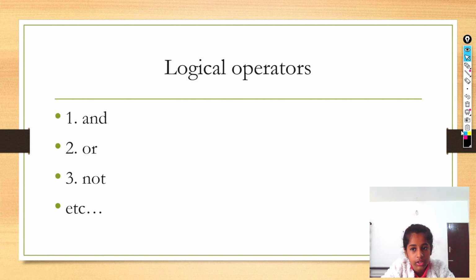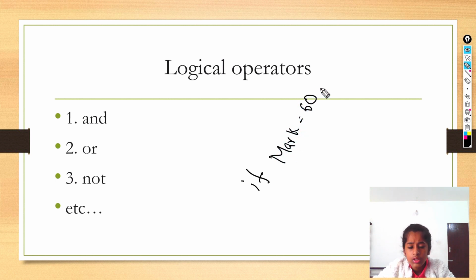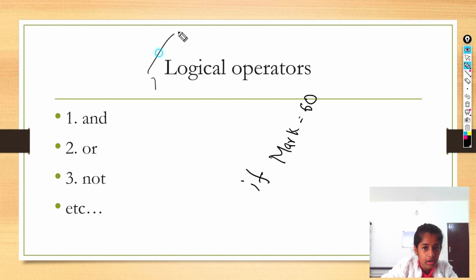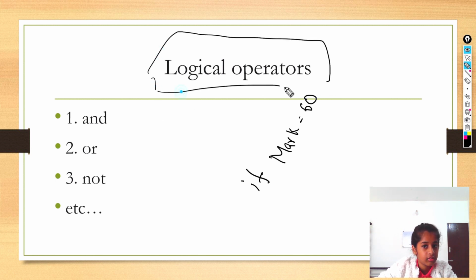Now let's come to the logical operators. Logical is just like thinking, brain stuff and everything. But what logical means here: suppose we take an if condition. You're going to say if marks is equal to 60, then. Suppose you want to add an and, then what are you going to do? If you don't know what logical operators are, you may think that this is an error.